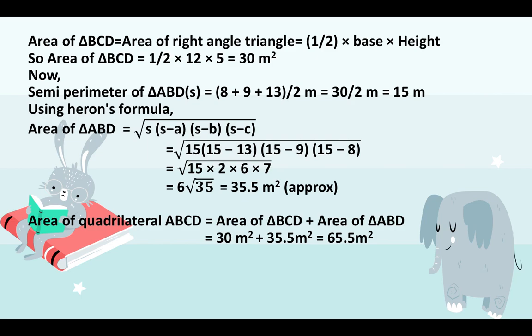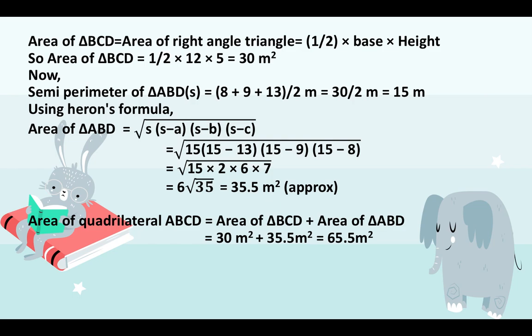Now I'll calculate the area of the triangle. Area of triangle BCD is equal to half base into height. I can directly find the area because one angle is a right angle, so I can directly use the formula half base into height, because one of the arms is my height. So I'll write half into 12 into 5. This is equal to 30 meters square. Don't forget to write the units.